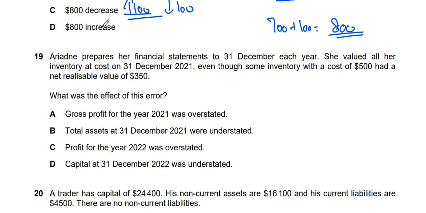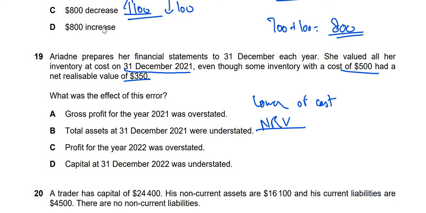Question 19, it says Ariadne prepares his financial statement to 31st December each year. She valued all her inventory on 31st December 2021, even though some inventory cost 500, had a net realizable value of 350. What was the effect of this error? So look, the business has to follow the concept of lower of cost or NRV, net realizable value. Whichever one is lower, the business has to choose that one. In this case, cost is higher, so inventory cost is 500. So the inventory should have been recorded at 350.